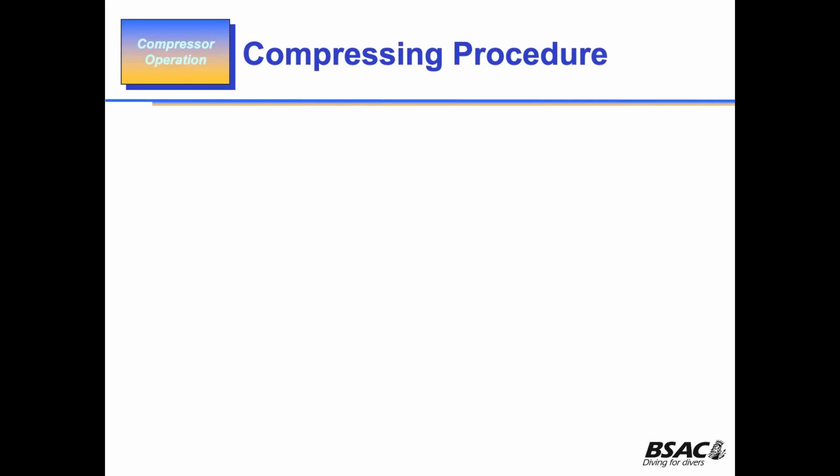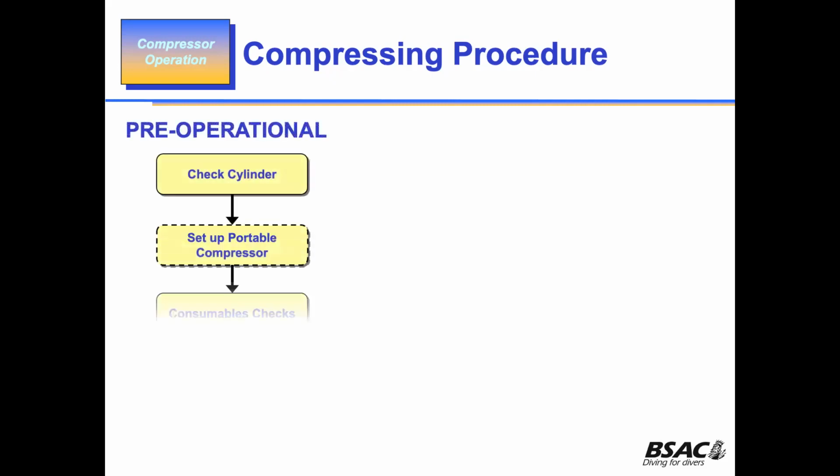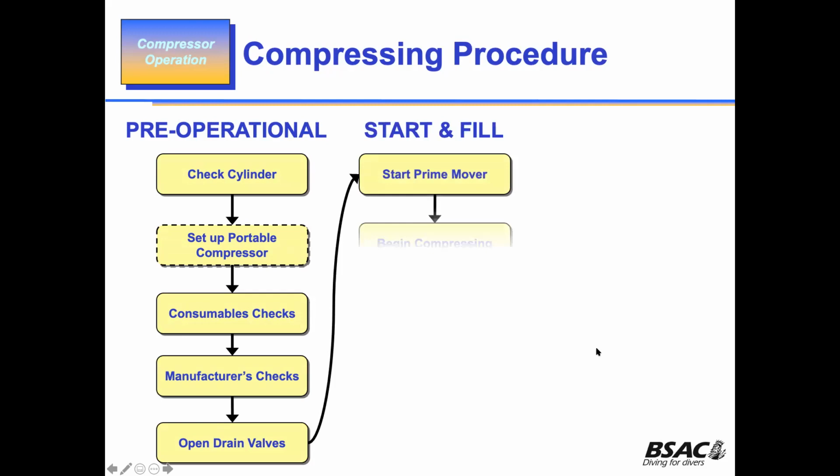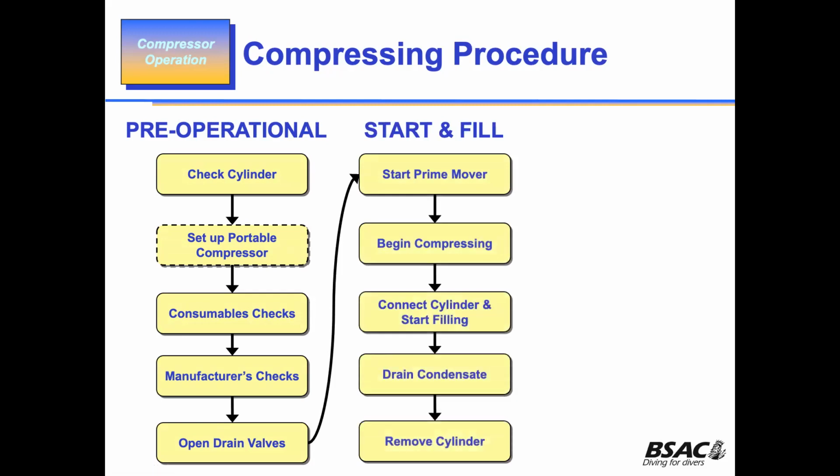Right. Compressing procedure. Pre-operational checks. Check the cylinder. Make sure it's in date. Set up the portable compressor. Consumable checks. Are the filters okay? Manufacturer's checks, read the manufacturer's literature and open all the drain valves. Start to fill, check the prime mover, start the prime mover, plug it in or start the motor running. Begin compressing. Connect the cylinder and start filling.